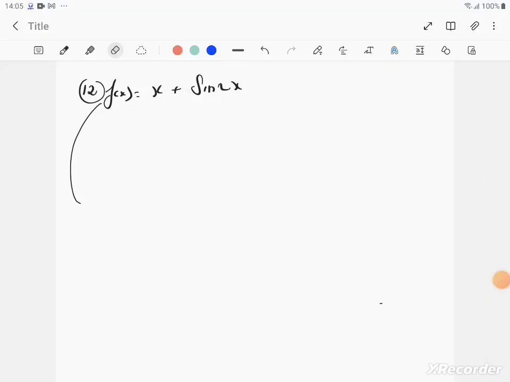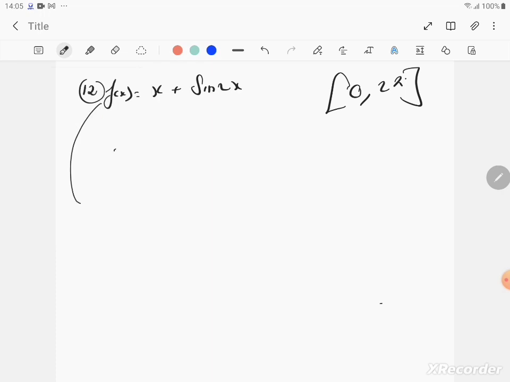Maxima minima from exercise 6.5 as per the old edition. I'm doing the 12th sum. f(x) is equal to x plus sine 2x. They've given a closed bracket, so you should be careful: 0 to 2 pi, because finally you should substitute 0 and 2 pi in the function.